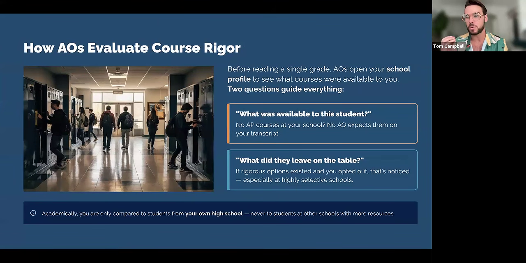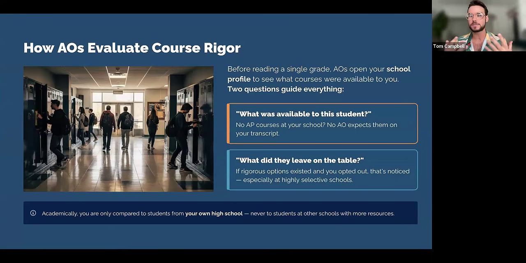So in terms of evaluating course rigor, two important questions that I want to equip you with, and I want you to think about this as you're thinking about how your academic story is being communicated to colleges. Because generally, when an admission officer gets to your application, they're asking themselves, what was available to this student based on their individual high school? And what did the student leave on the table? As in, what did they not take advantage of? What did they opt out of that was available to them? And they're usually making a note about those course choices on your application notes in their reader form.